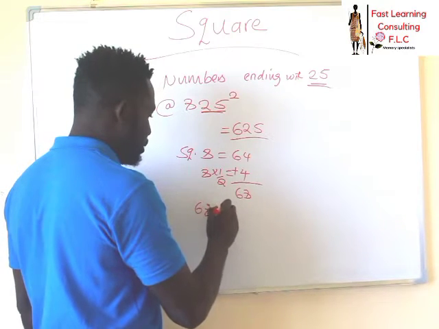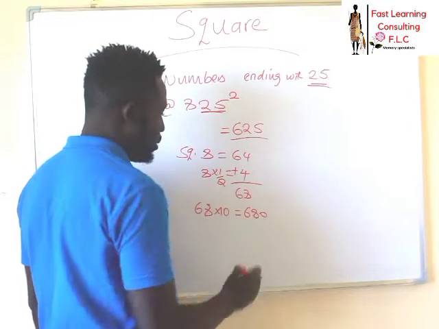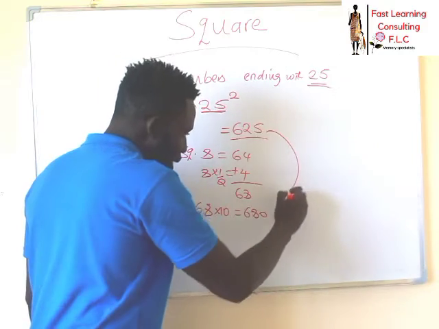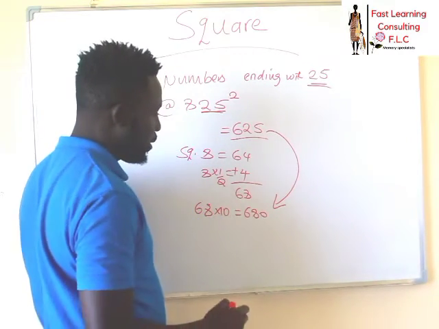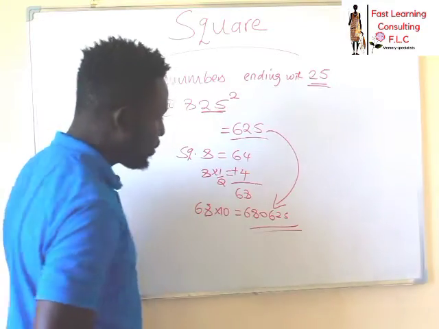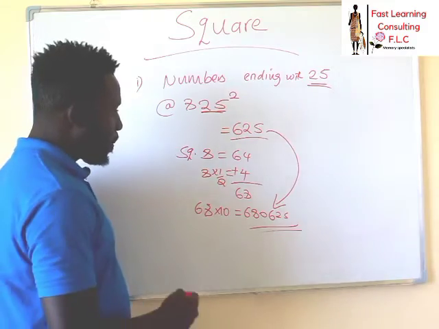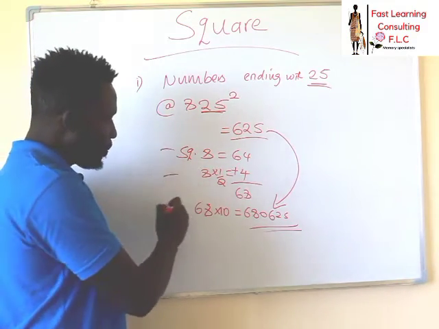by 10, which gives you 680. And then you bring 625 here, 625. That is what becomes your answer. Okay? So that was full of steps.